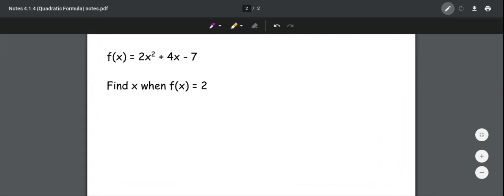All right, so find x when f of x is 2. So 2 equals 2x squared plus 4x minus 7. I get it equal to 0 first.